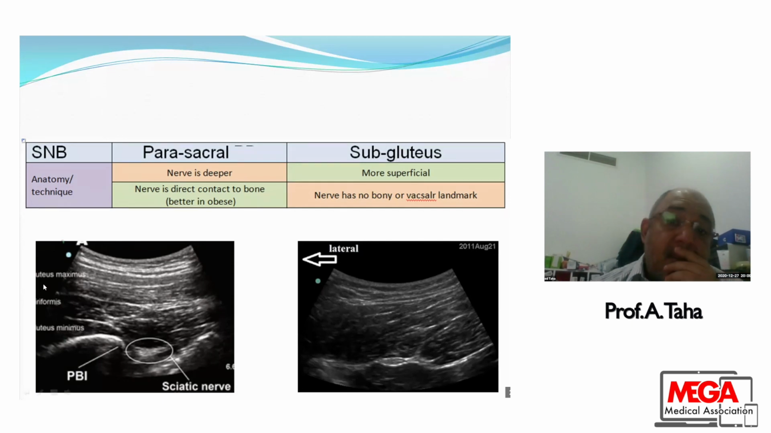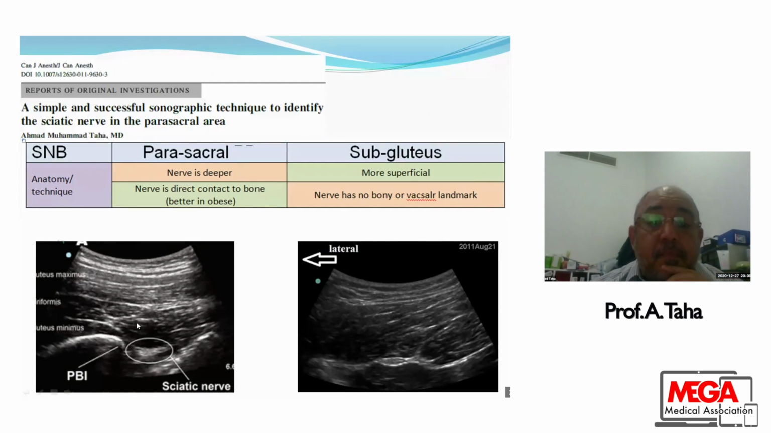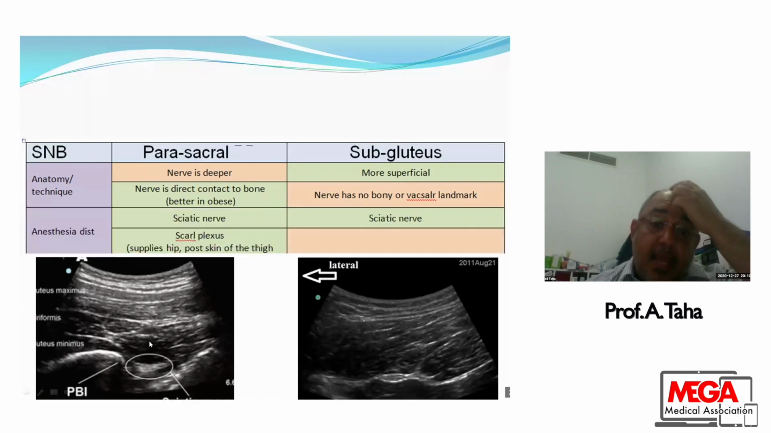In comparison, for the parasacral technique, we published a technique in a Canadian journal in 2012. It's in contact with the posterior border of the ischium, which is a very easily identified landmark. Because of this position, you just direct the needle medial to the bone and you will get the sciatic response.